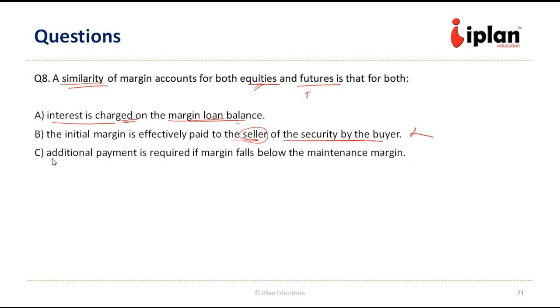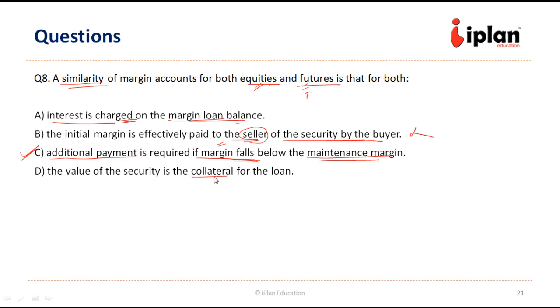The third one says the additional payment will be required if the margin falls below the maintenance margin. So this is true for both equities and futures. If the losses are higher and the margin falls below the maintenance margin, additional payment has to be made. A margin call will be made for additional payments. So C is the right answer, the similarity between the two. And option D says the value of the security is the collateral for the loan. For futures there is no collateral. C is the right answer. So this was about the mechanics of the futures market.